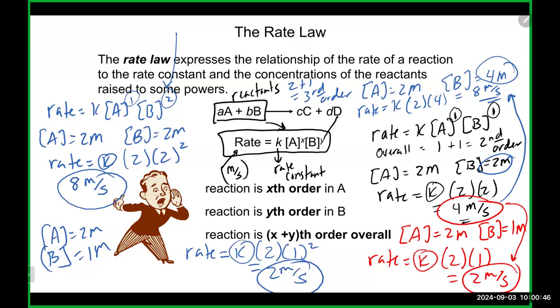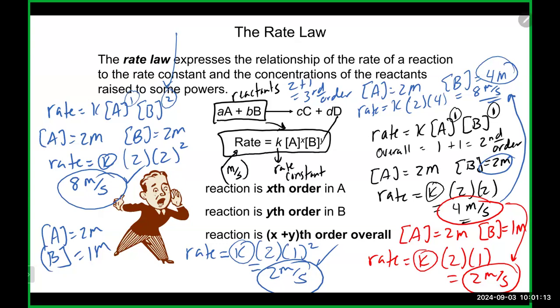I cut B in half this time, right? What happened to my rate? Did it get cut in half? It didn't. It got cut even more, right? It got cut by a factor of 4. So because the order of B is second order, it has a greater effect on the overall rate than, say, if you cut A in half. If I cut A in half, we would not see as big of a drop because obviously A is first order in this particular case.